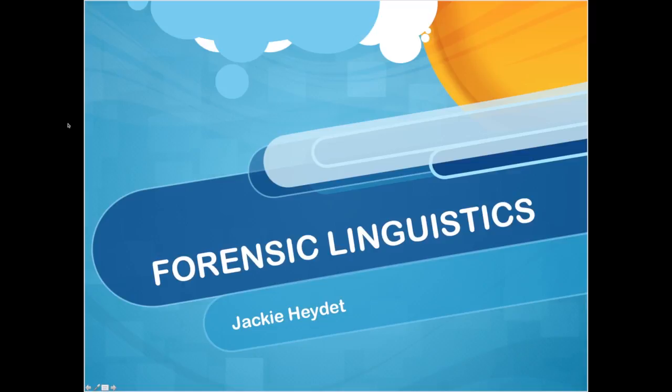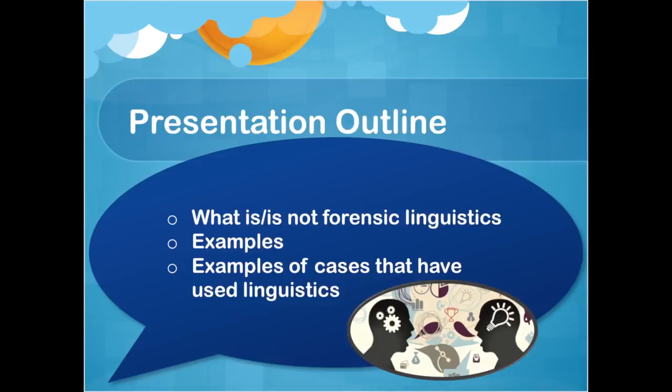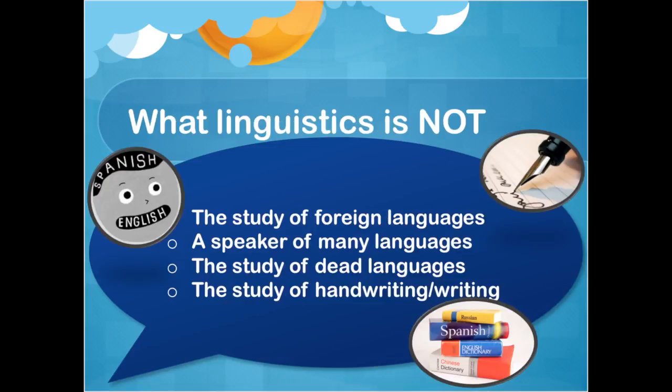This is Jackie from 3rd period, and I did forensic linguistics as my topic. So basically in this presentation, I'm going to discuss what is and isn't forensic linguistics, some examples of the strategies used, what qualifies as evidence for forensic linguistics, the two fields, and some other big ideas of what forensic linguistics is, as well as an example of a case that has used linguistics.